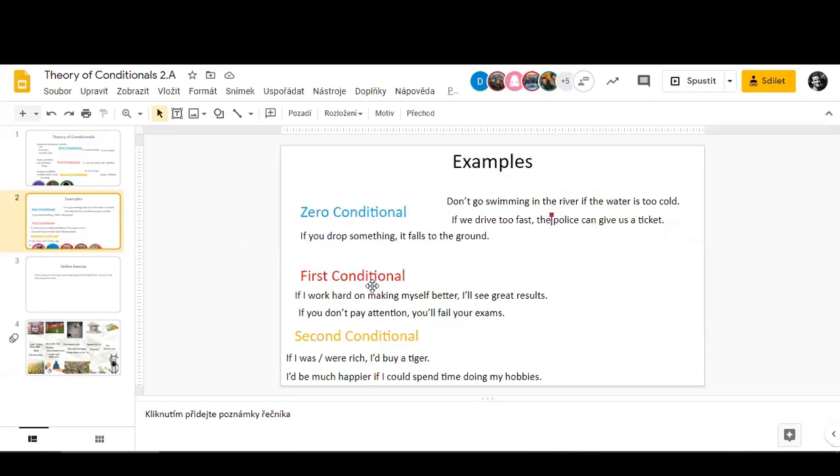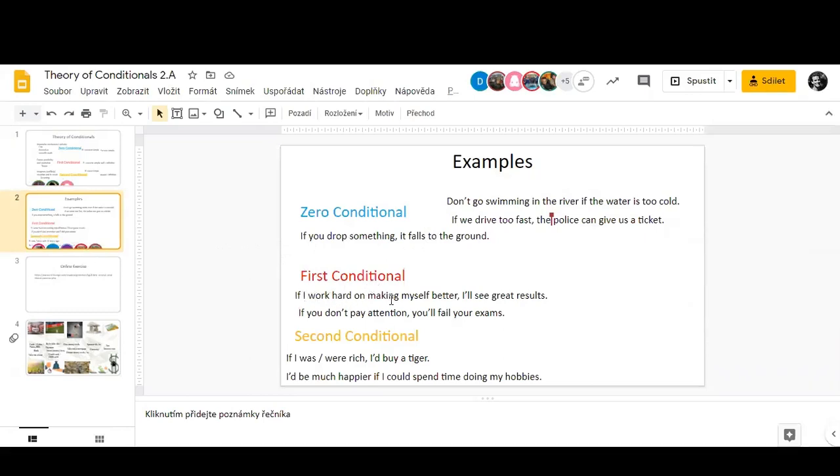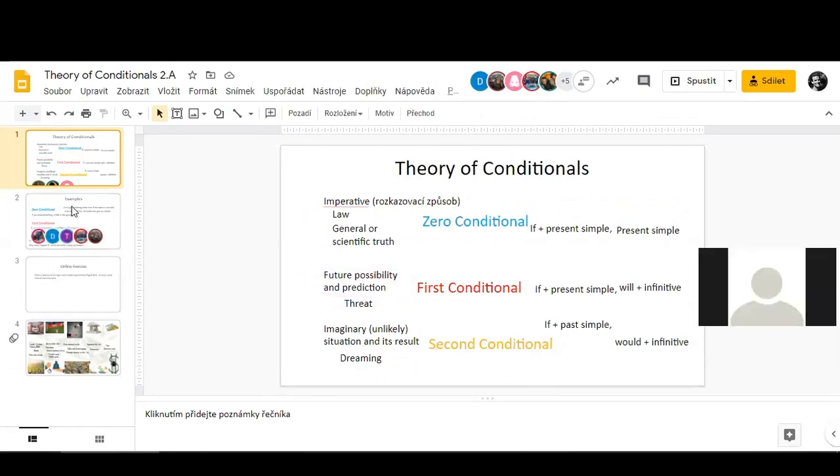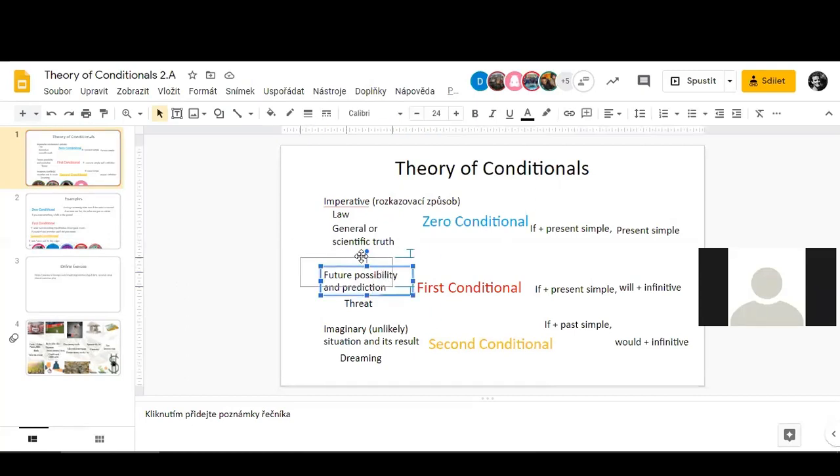Then we have the first conditional. If I work hard on making myself better, I will see great results. Can you tell us, is it the future possibility or a threat? I think it's future possibility. Excellent. So it can happen, right? It is my choice if it happens.